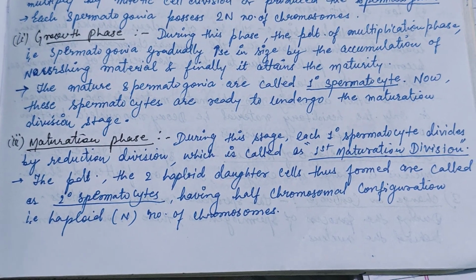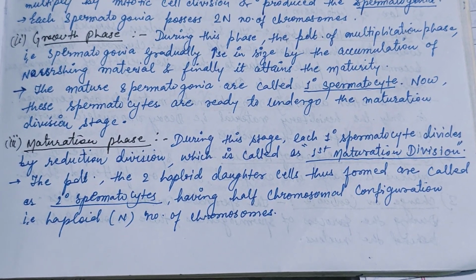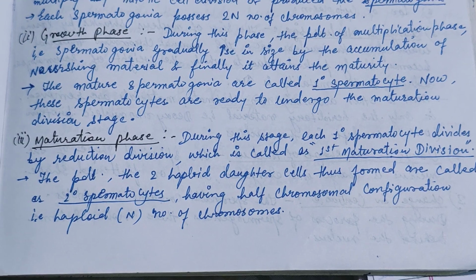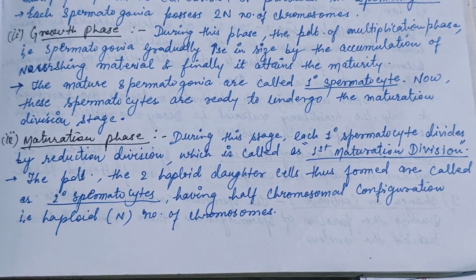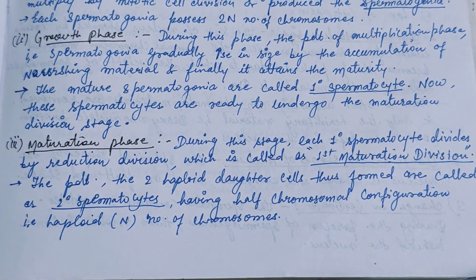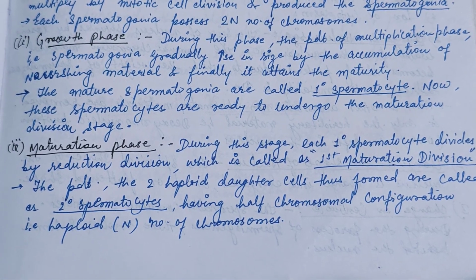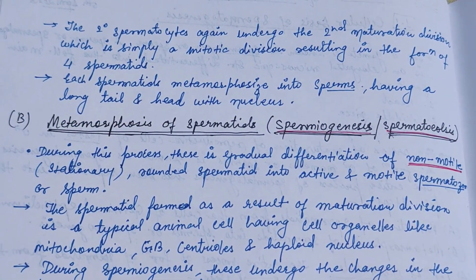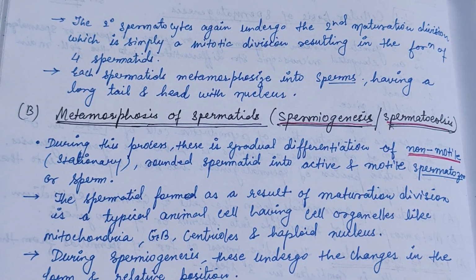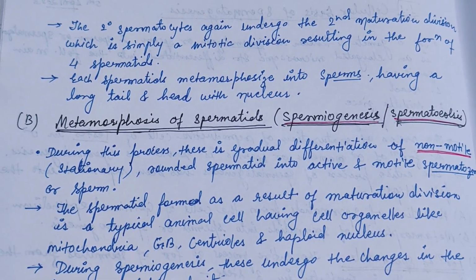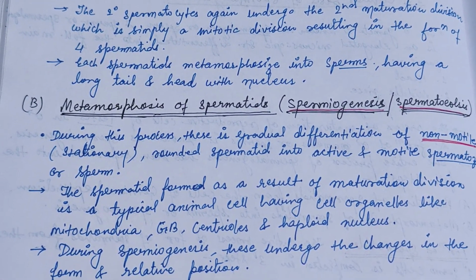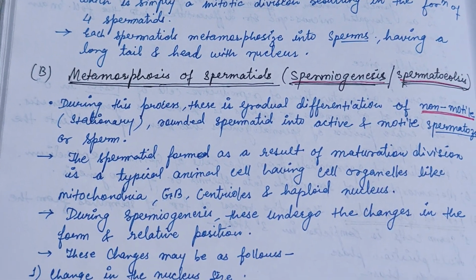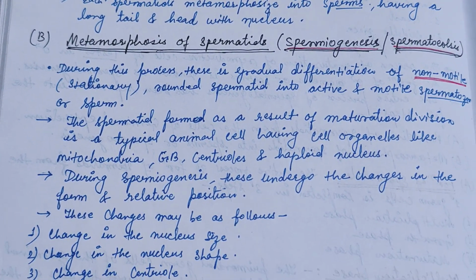Then the maturation phase. During this stage, each primary spermatocyte divides by reduction division, which is called the first maturation division, and two haploid daughter cells called the secondary spermatocytes are formed. The secondary spermatocytes again undergo the second maturation division, forming spermatids. The spermatids metamorphose into sperms having a long tail and a head with a nucleus.